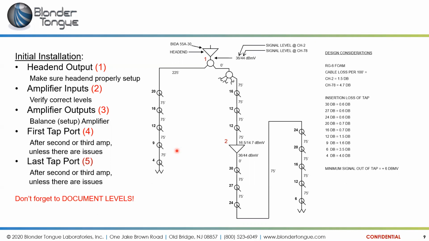If I've got the correct components in between, the correct cable distances in between, I should come within a decibel or so of the calculated measurements, calculated signal levels in for the input to that tap. Then I set up the amplifier outputs.